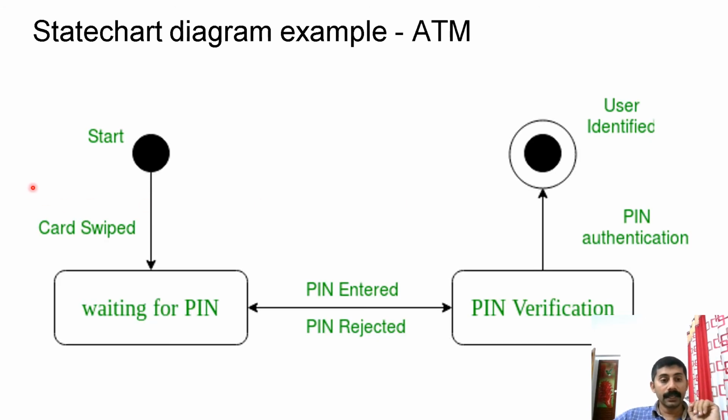Here you can see a state chart diagram example for ATM. First start card swipe, then it will wait for the pin. Once you enter the pin, it will move to pin verification. Then it will be authenticated. Or if pin is rejected, it will again go back for the pin waiting.